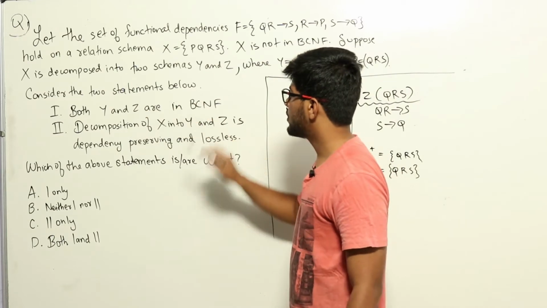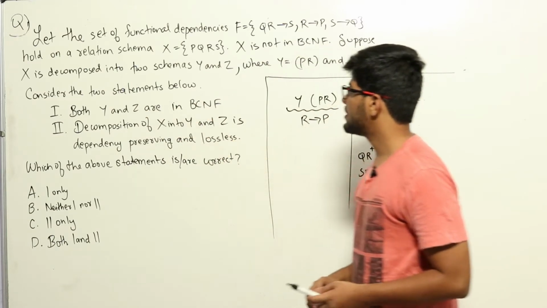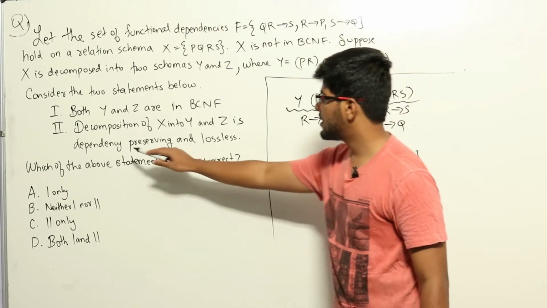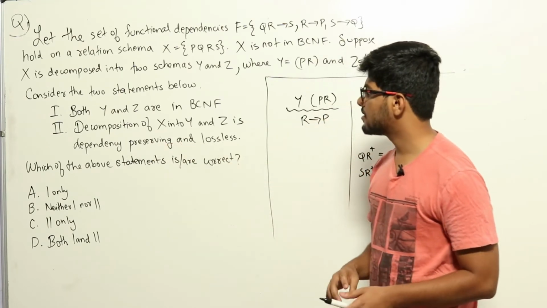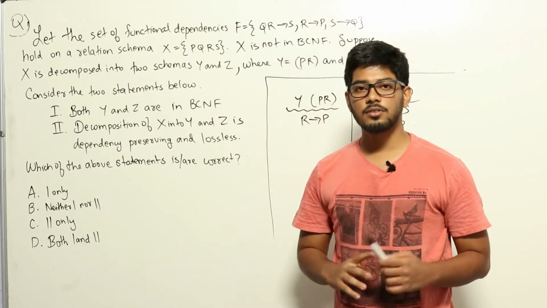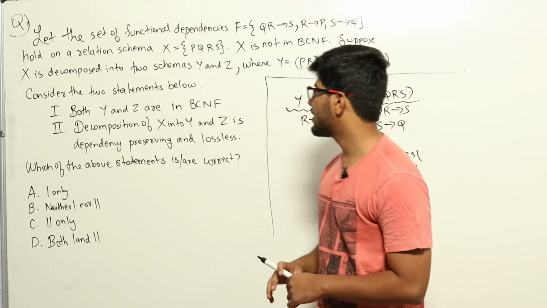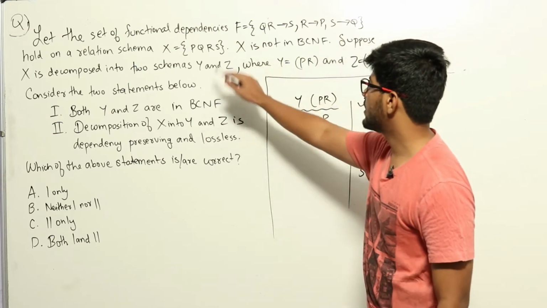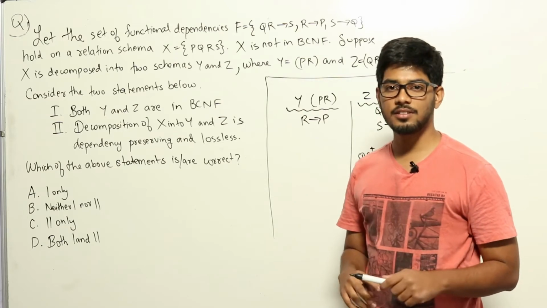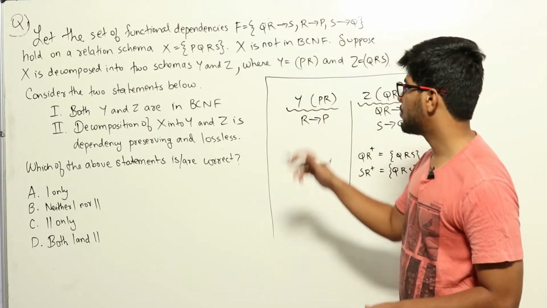Consider the two statements below. 1. Both Y and Z are in BCNF. 2. Decomposition of X into Y and Z is dependency preserving and lossless. Which of the above statements is or are correct? 4 options are given. So this is a question from the DBMS topic regarding normal forms and functional dependencies, etc. If you don't understand all of this, please refer to the video lectures to learn more about those.